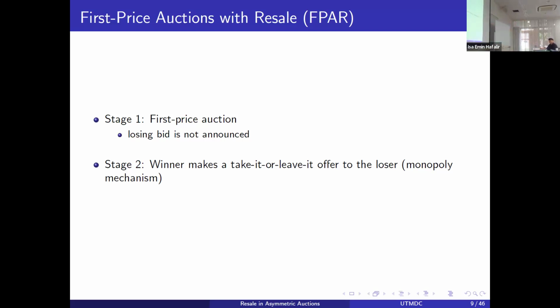But here, I have the object, and there is a possibility of gain. In that case, the optimal mechanism in this environment is a take-it-or-leave-it offer, as we know from Myerson. That's the main resale mechanism, which we call the monopoly mechanism because the owner is choosing the optimal mechanism. But we also extend this to other resale mechanisms, which I will talk about later.